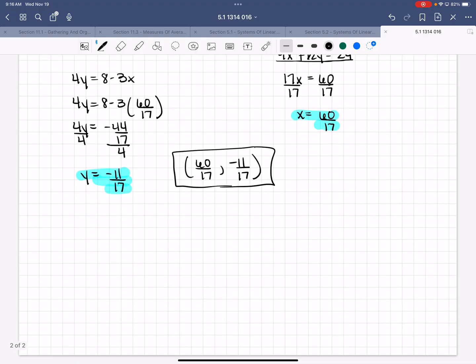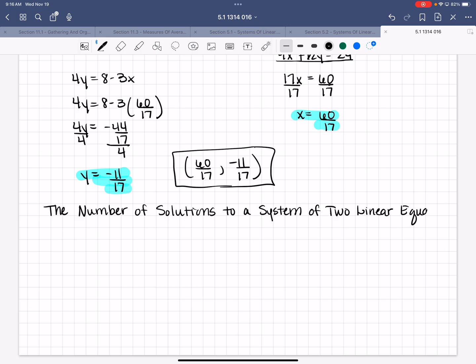Okay, little notes for the day. Not much there, right? The number of solutions to a system of 2 linear equations. Okay, so it's a little table. Here are the number of solutions that we can have.